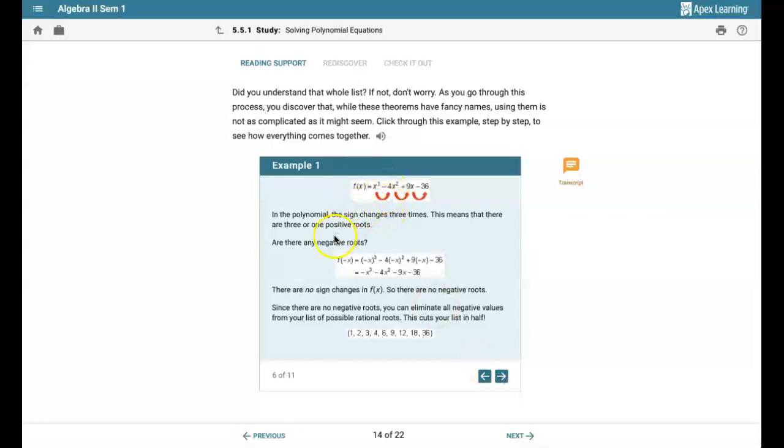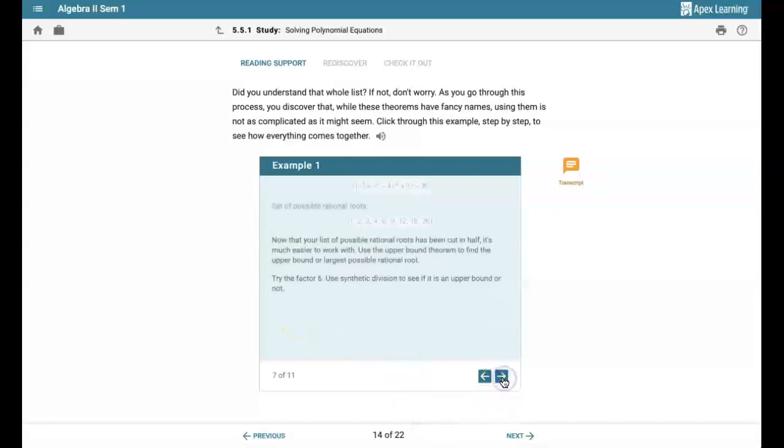When we're looking at our negative roots here, it's telling us that we plug in for negative x and carry that through. There are no sign changes though. It's negative throughout the entire thing, so there's no negative real roots. Since there's no negative real roots, out of our rational list it's only the positive versions, so we can get rid of that plus or minus. Now we have our possible list here.